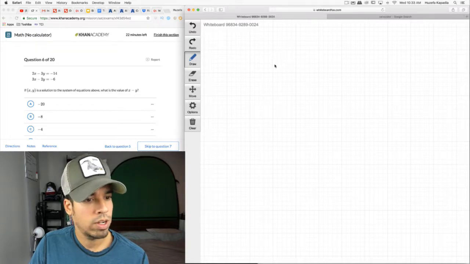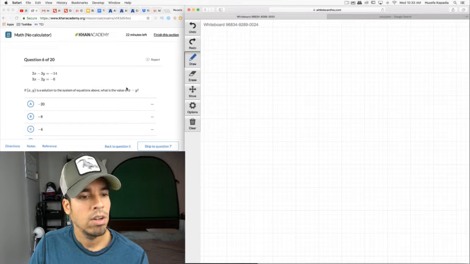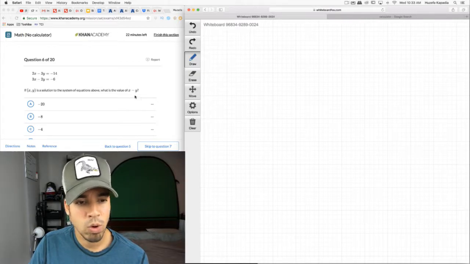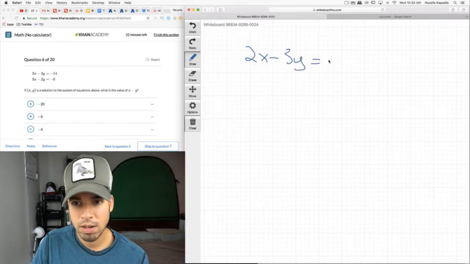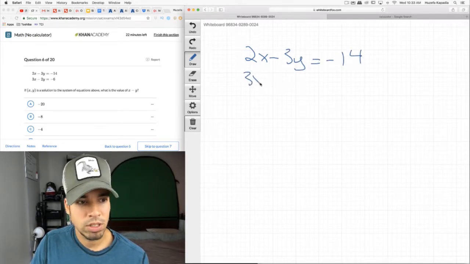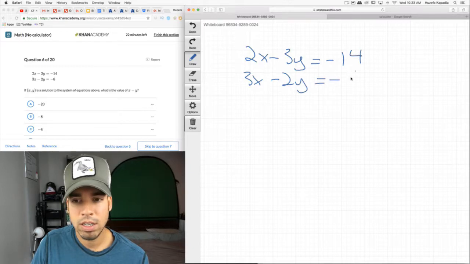Next is system of equations. So we've got to solve the system, and then whatever my solution is, I have to subtract the y value from the x value. So let's solve here. 2x minus 3y equals negative 14. 3x minus 2y equals negative 6.